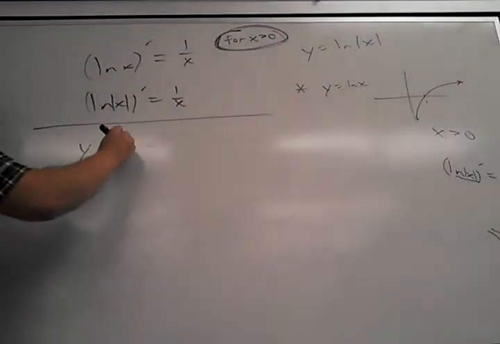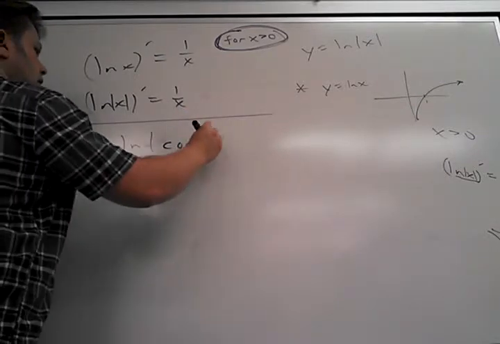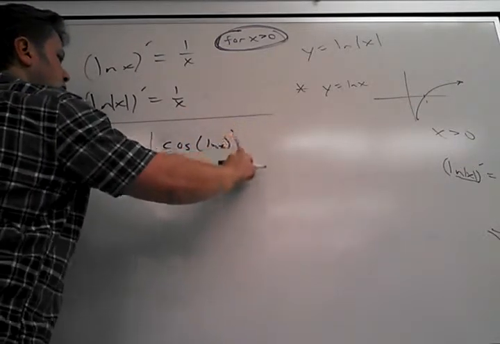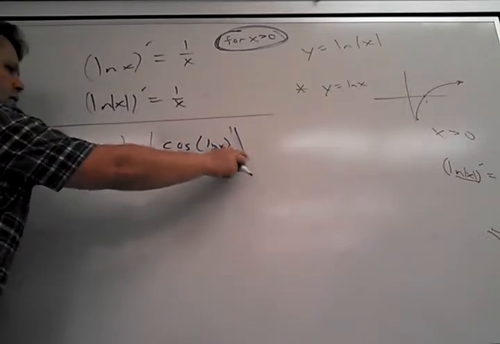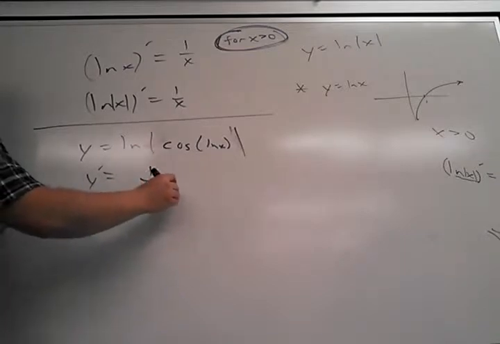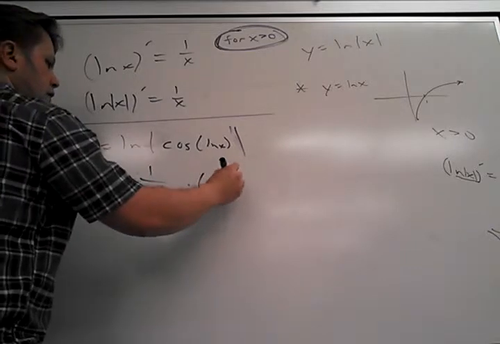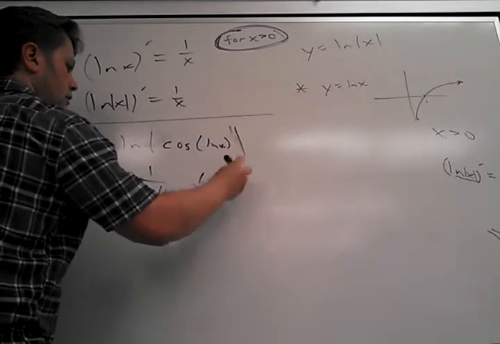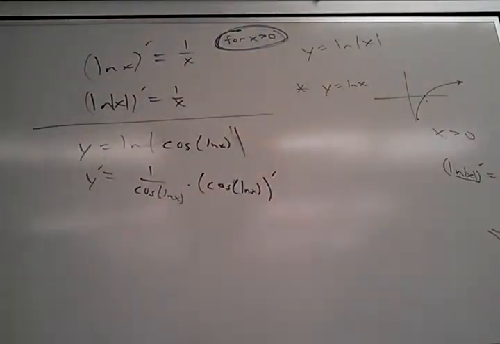So the problem was, what was the problem? Cosine x in there? Cosine of another. So now this problem is a lot easier. Because the derivative of ln absolute value of something is just 1 over that thing times the derivative of that thing. Cool, right? And what rule did I just apply? Chain rule. I love it.